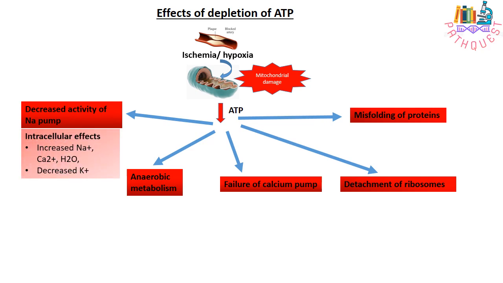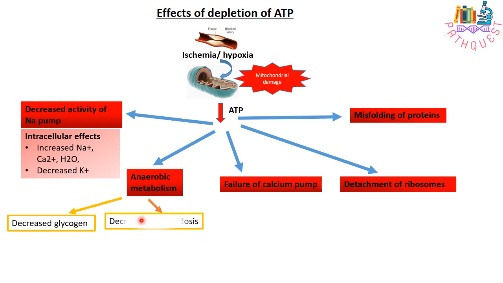Decreased activity of the sodium pump has various intracellular effects like increased sodium, calcium, and water inside the cell and decreased potassium in the cytoplasm. Another effect of decreased ATP is anaerobic metabolism, which results in synthesis of energy by glycogenolysis, resulting in decreased glycogen. The byproduct of anaerobic metabolism is lactic acid, which results in acidosis.